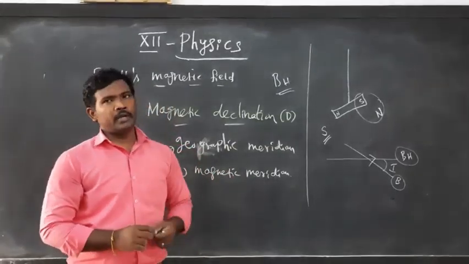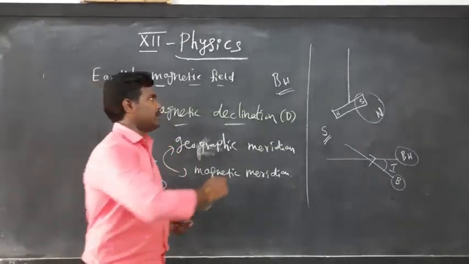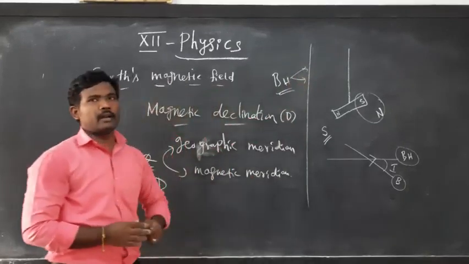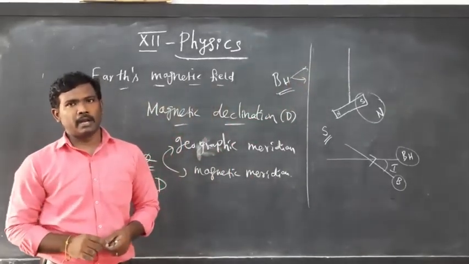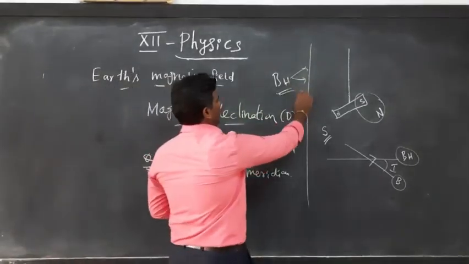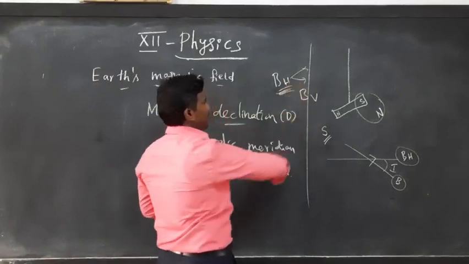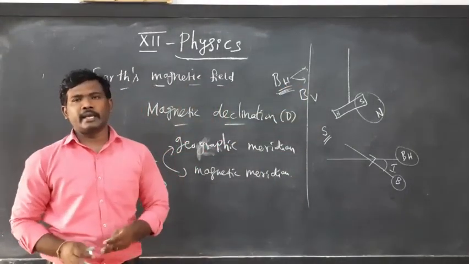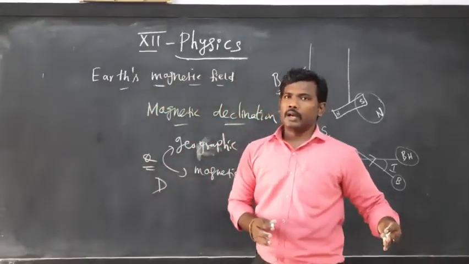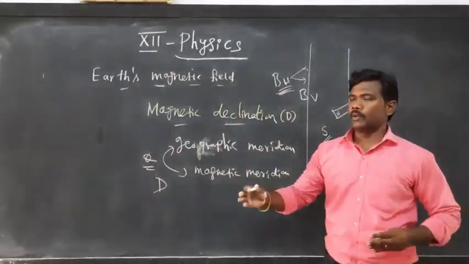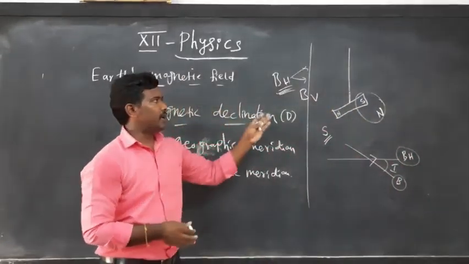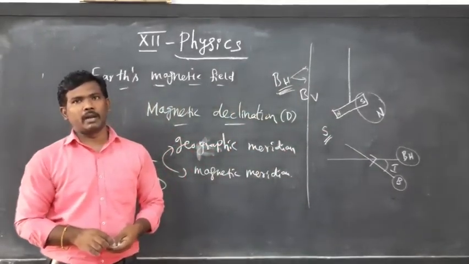Okay, now we are going to see the components. In this case, it is separated into two components. One is horizontal and another is a vertical component. The vertical component we denote by the letter BV. This one is a horizontal component. So totally the earth magnetic field is divided into two components: one is the horizontal component, another is the vertical component. We are going to see the formula for the vertical component and the horizontal component.